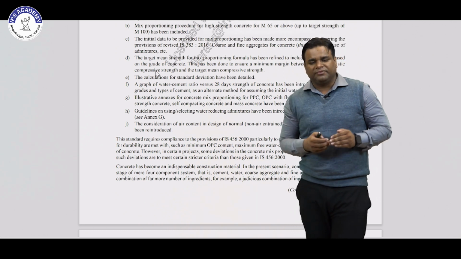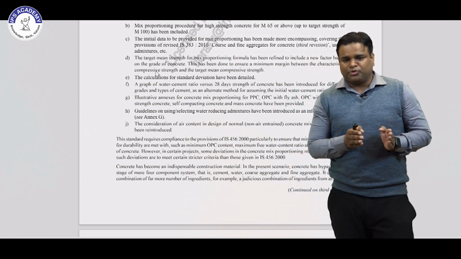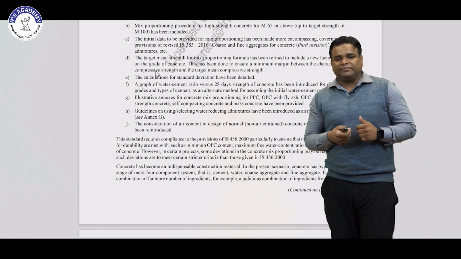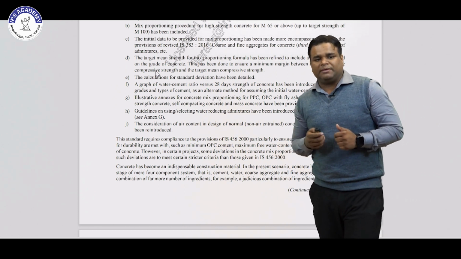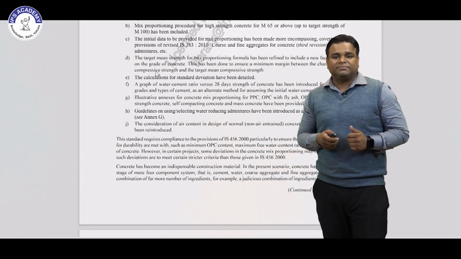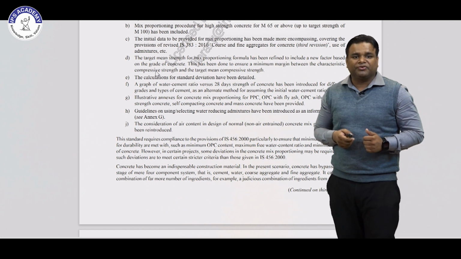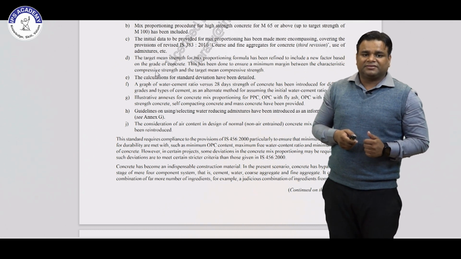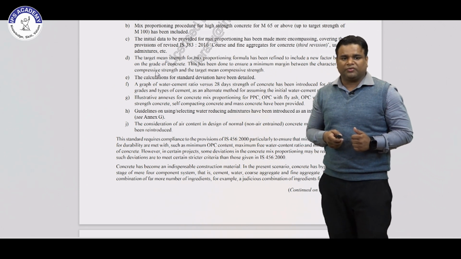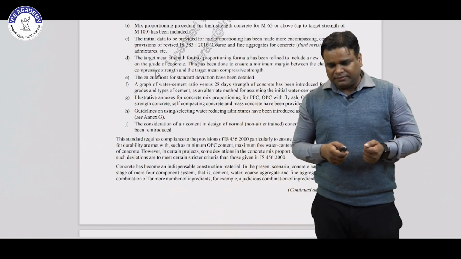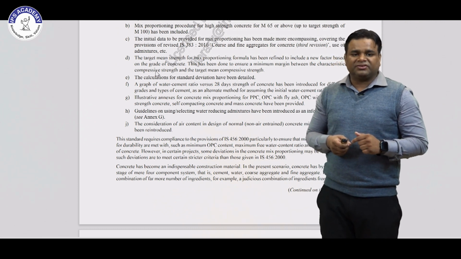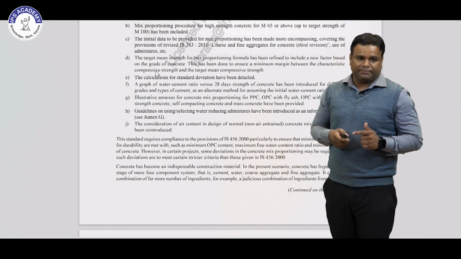So in the previous code we see only up to M55 given, but in this code we will see above M55, which is M65 up to M100. Then the third point is the initial data to be provided for mix proportioning has been made more encompassing, covering the provision of revised IS 383 2016, coarse and fine aggregate for concrete, third revision, and use of admixture. So in the previous concrete mix design code they were using IS 383 1978, but in the latest version they are using the IS 383 2016 code.